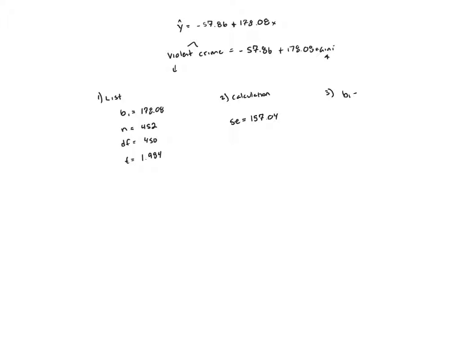My interval is B1 plus or minus t times SE. When I do this, I get a lower value of negative 133.49 and an upper value of 489.65 if I round to 2 decimal places.